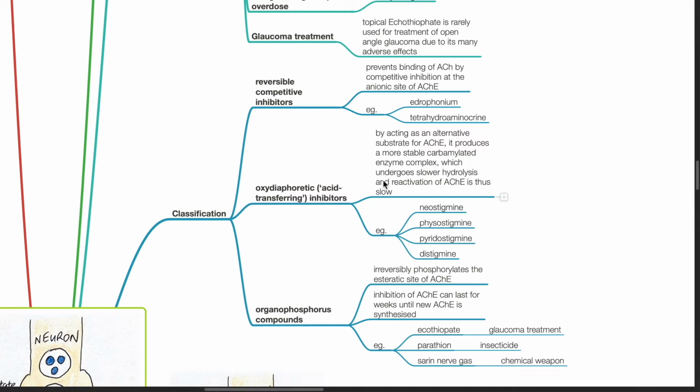Examples of oxydiaphoric inhibitors include neostigmine, Physostigmine, Pyridostigmine, and Distigmine. By acting as an alternative substrate for acetylcholinesterase, it produces a more stable carbamylated enzyme complex, which undergoes slower hydrolysis, and reactivation of acetylcholinesterase is thus slow.